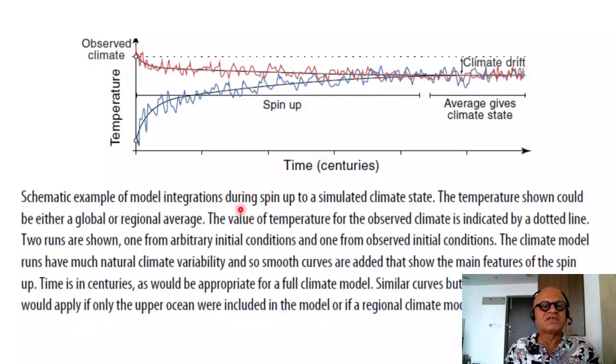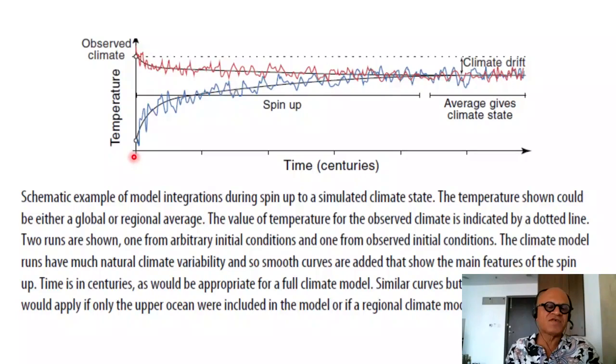So this is just a schematic example of model integrations during spin-up to a simulated climate state. So you can think of this as the pre-industrial revolution simulation to start the 20th century and 21st century simulations. The temperature shown could be either a global or a regional average. The value of temperature for the observed climate is indicated with this dotted line here. Two runs are shown, one from an arbitrary initial state and one from the observed initial conditions.